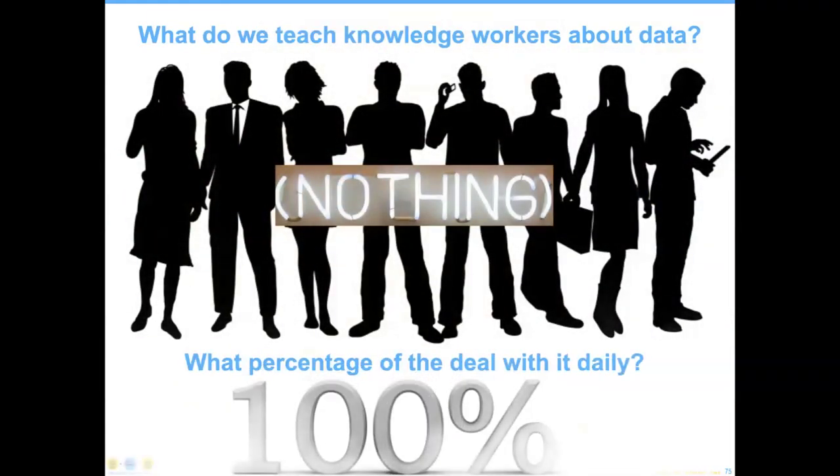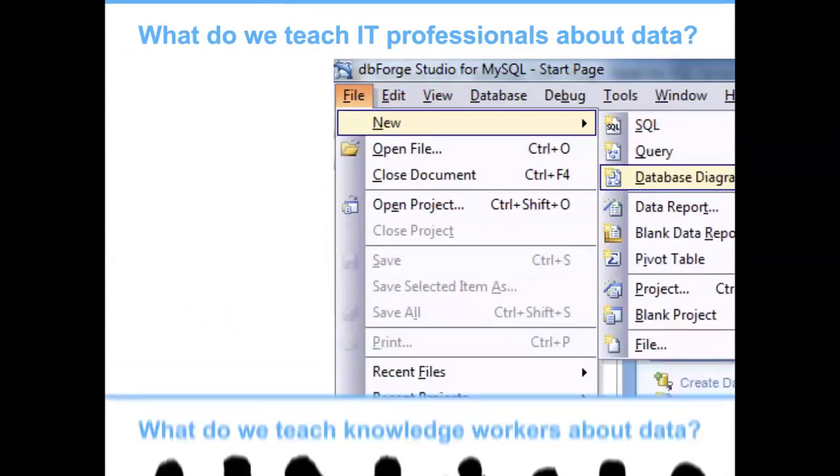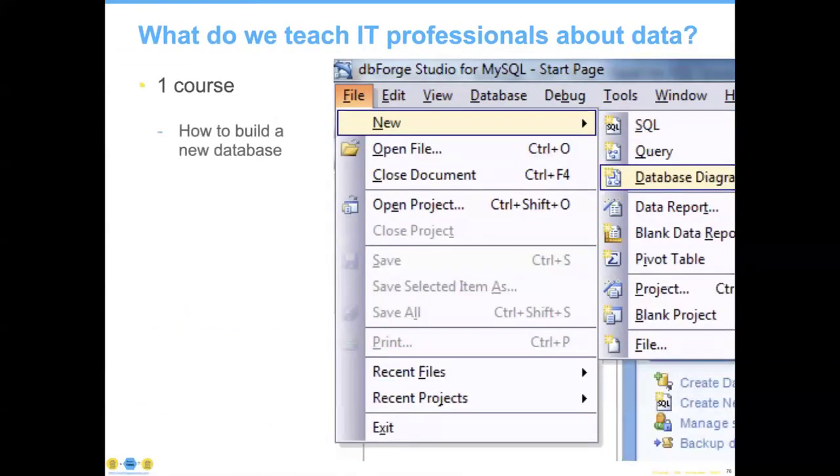And what percentage of them deal with it on a daily basis? The answer is, of course, 100% of them. This means that most people who deal with knowledge data know very little about it, much less than they should know about it. And we can't hope that the knowledge workers in the IT profession are going to get this, because for 30 years we've been teaching one course, how to build a new database.